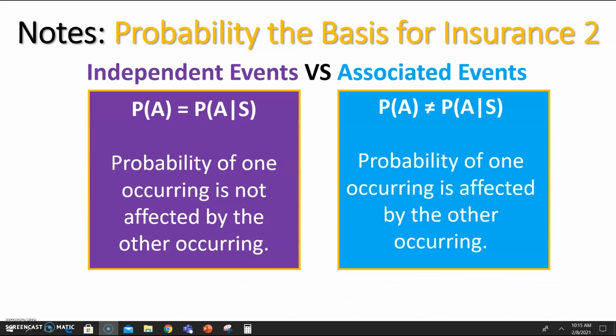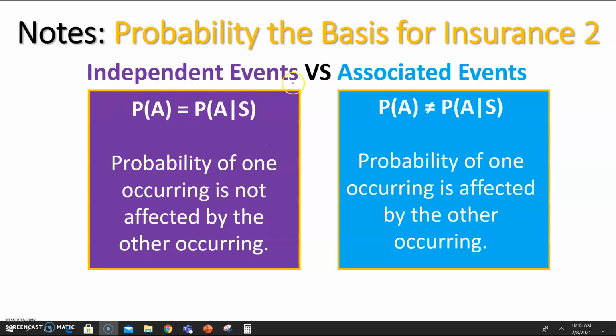All right, so we're going to be talking now about the difference between independent events versus associated events. An independent event is going to be the case when the probability of an event happening is equal to the probability of an event happening given a specific condition. So the probability of one occurring is not affected by the other occurring. So for example, the probability of getting into more than one accident given being under 25 is the same as the probability of getting into an accident.